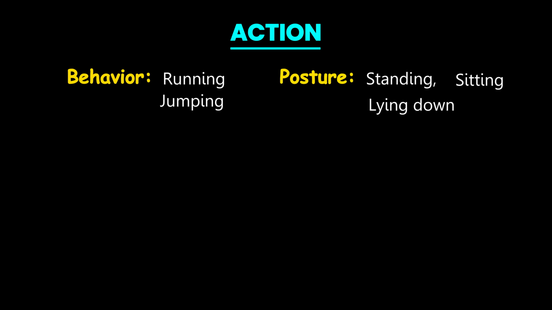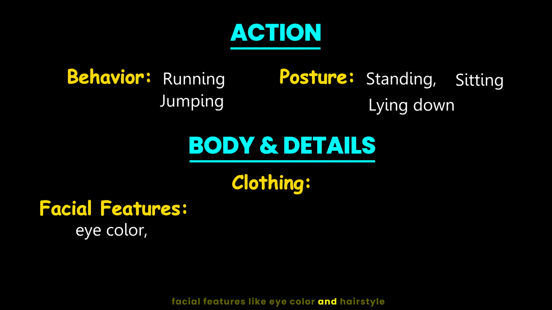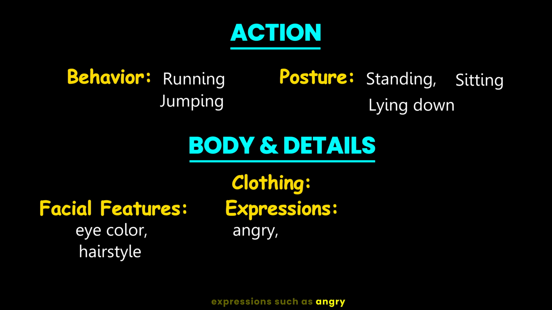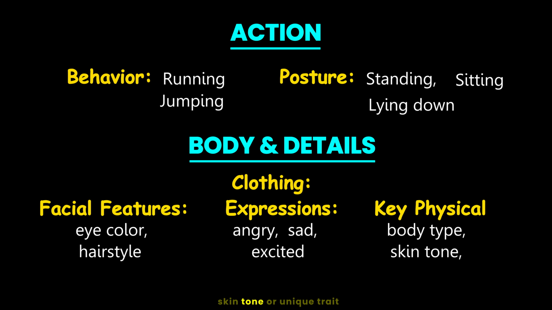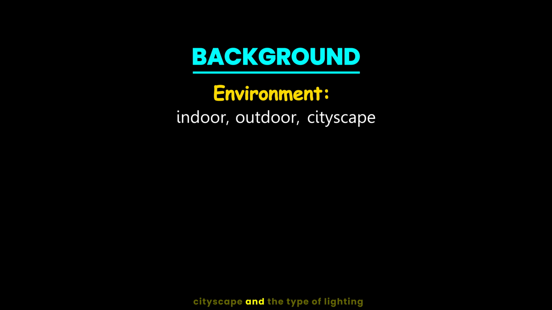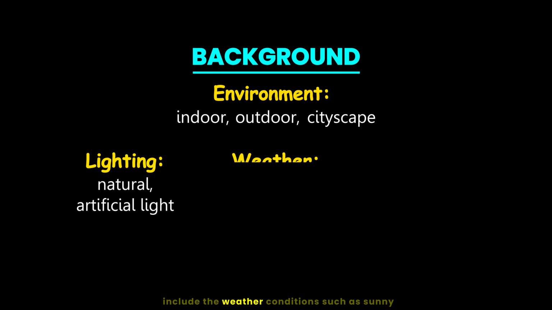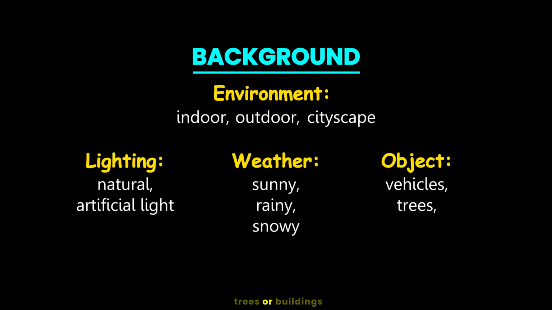or lying down. Body and details: describe clothing, facial features like eye color and hairstyle, expressions such as angry, sad, or excited, and key physical details like body type, skin tone, or unique traits. Background: mention the environment, whether it's indoor or outdoor, cityscape, and the type of lighting, like natural or artificial light. Include the weather conditions, such as sunny, rainy, or snowy, and any additional objects like vehicles, trees, or buildings.